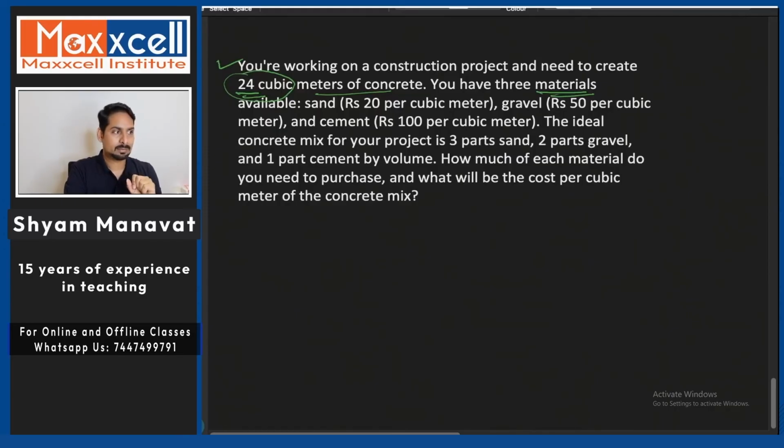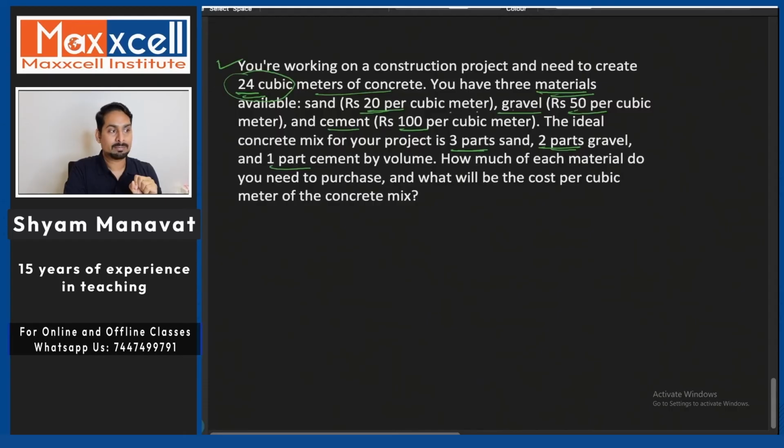One is sand, which is 20 rupees per cubic meter. Okay. Gravel, which is 50 rupees per cubic meter. And then cement, which is 100 rupees per cubic meter. The ideal concrete mix for your project is what? 3 parts of sand, 3 parts of gravel, and 1 part of cement. Okay, 1 part of cement.